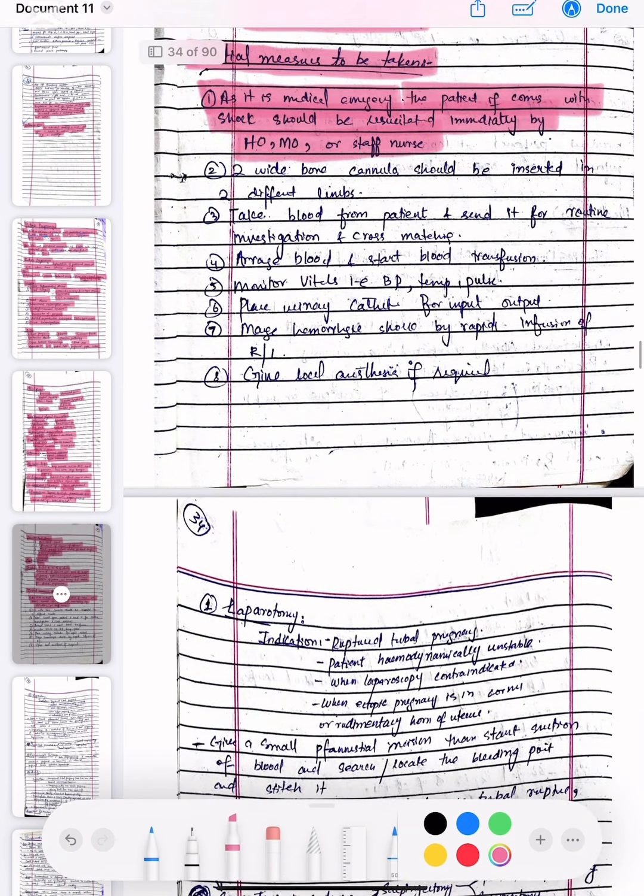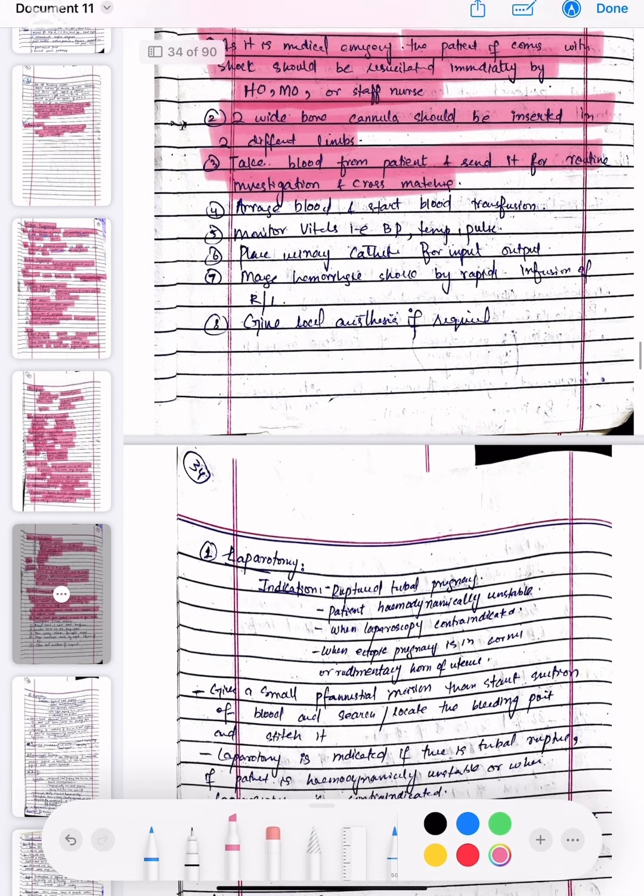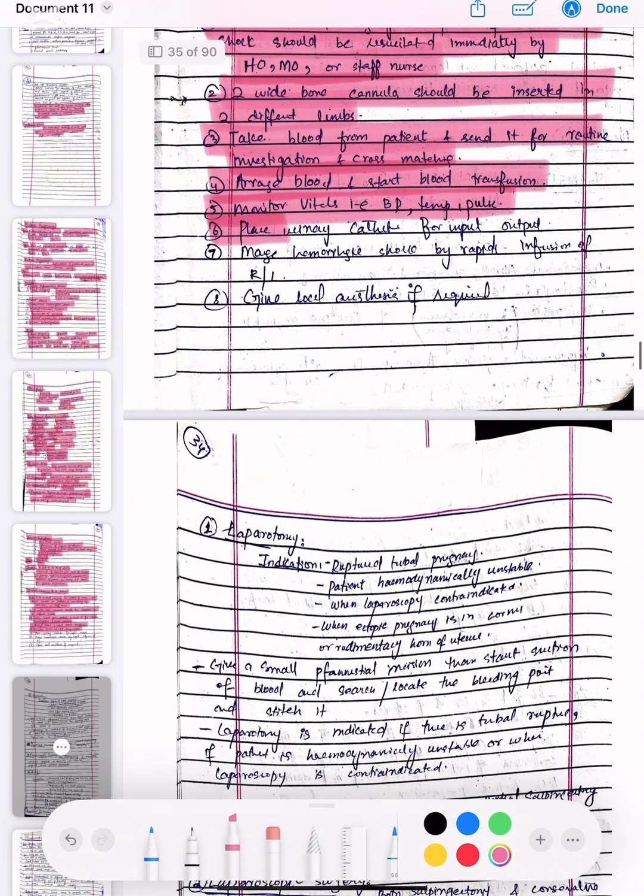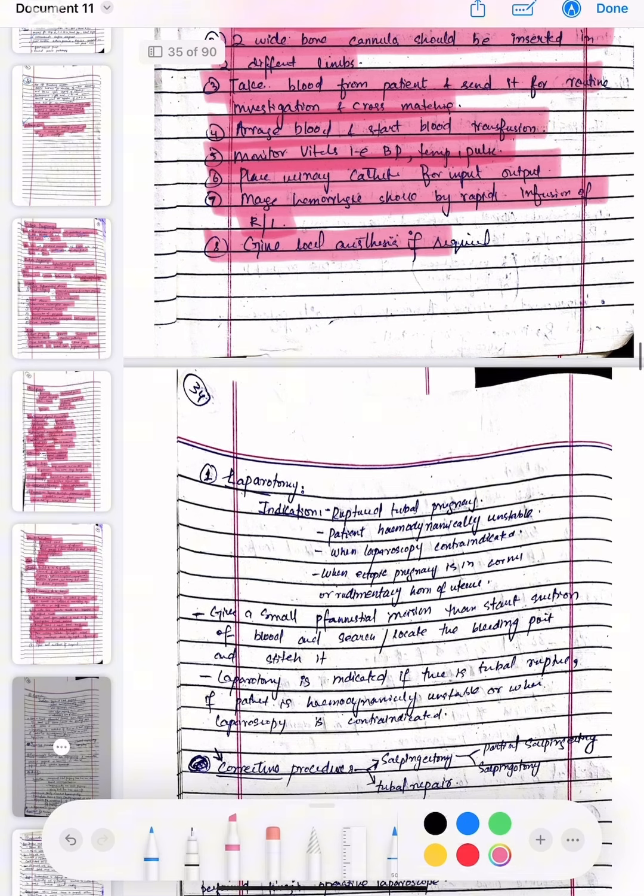Then 2 wide bore cannulas should be inserted in 2 different limbs, and blood taken from the patient and sent for routine investigations and cross-matching. Then arrange blood and start blood transfusion. Monitor the vitals, that is blood pressure, temperature, and pulse. Place a urinary catheter for input output and manage hemorrhagic shock by rapid infusion of Ringer lactate. Then give local anesthesia if required.